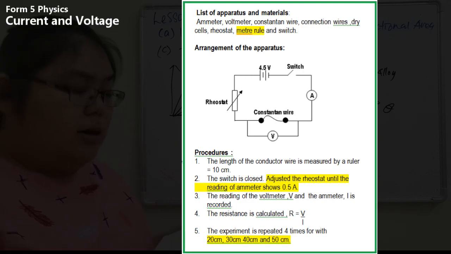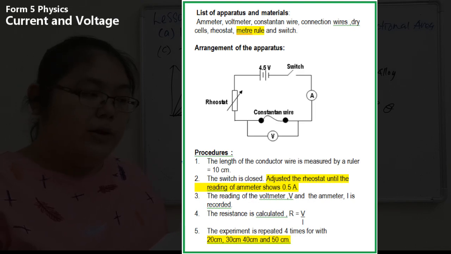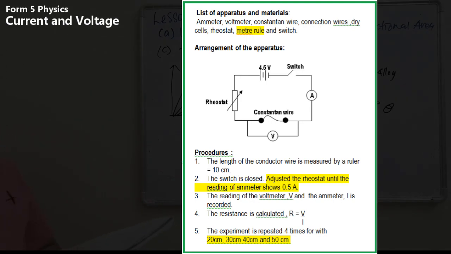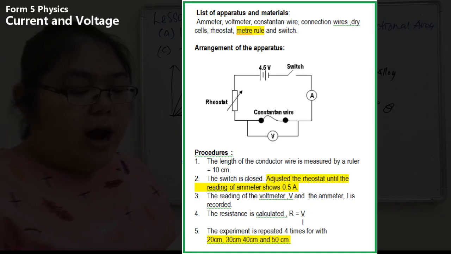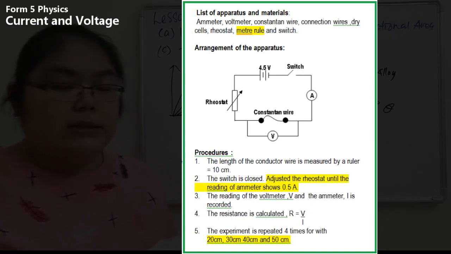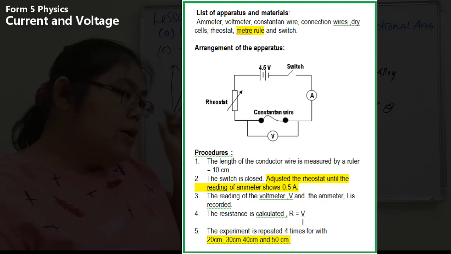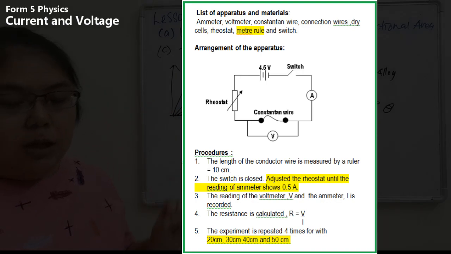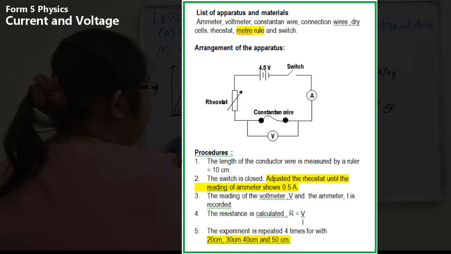We don't have any instrument to measure the resistance. They just got a voltmeter and an ammeter, and after that you use the formula. Then we got constant wire, connection wire, dry cell. Dry cell, you just convert, become the power supply. Must have the rheostat because you want to control. Then the last one, the important one, should be the meter rule. Now you see the diagram.